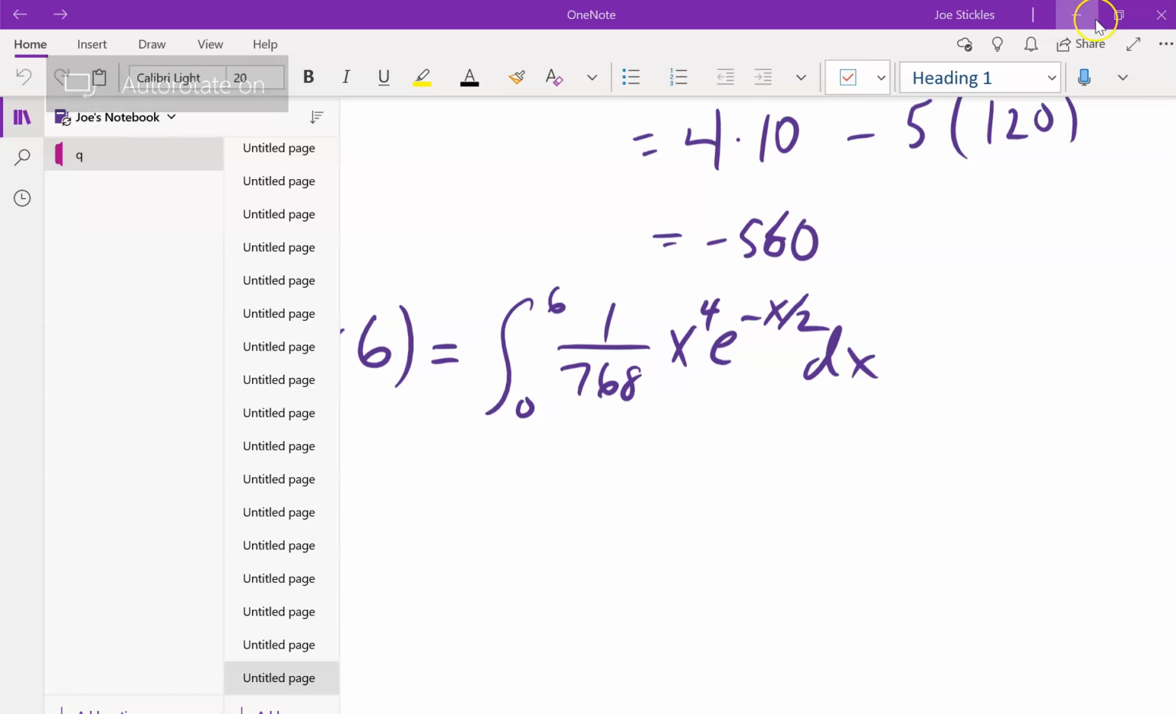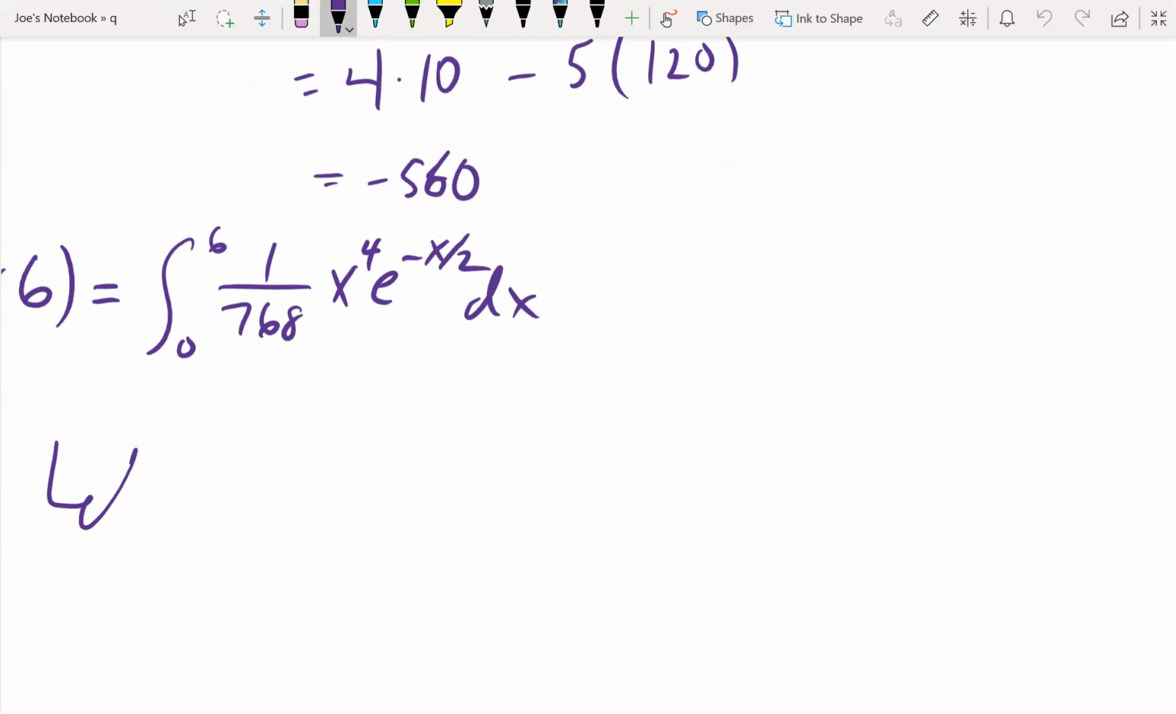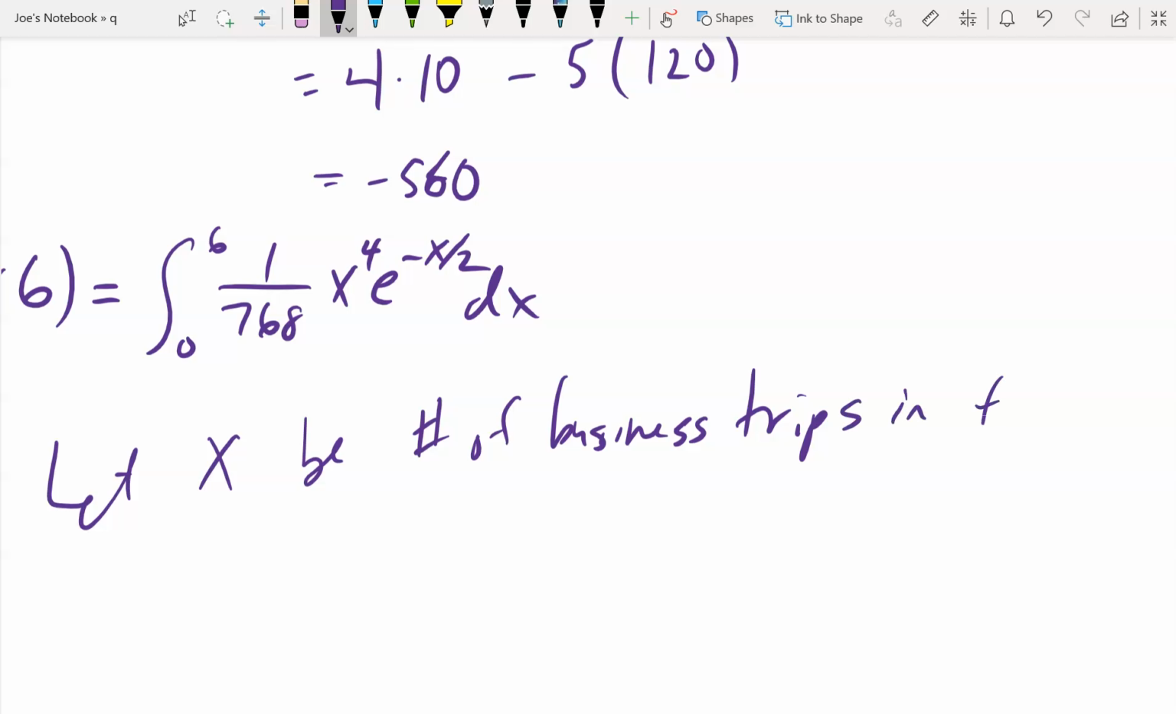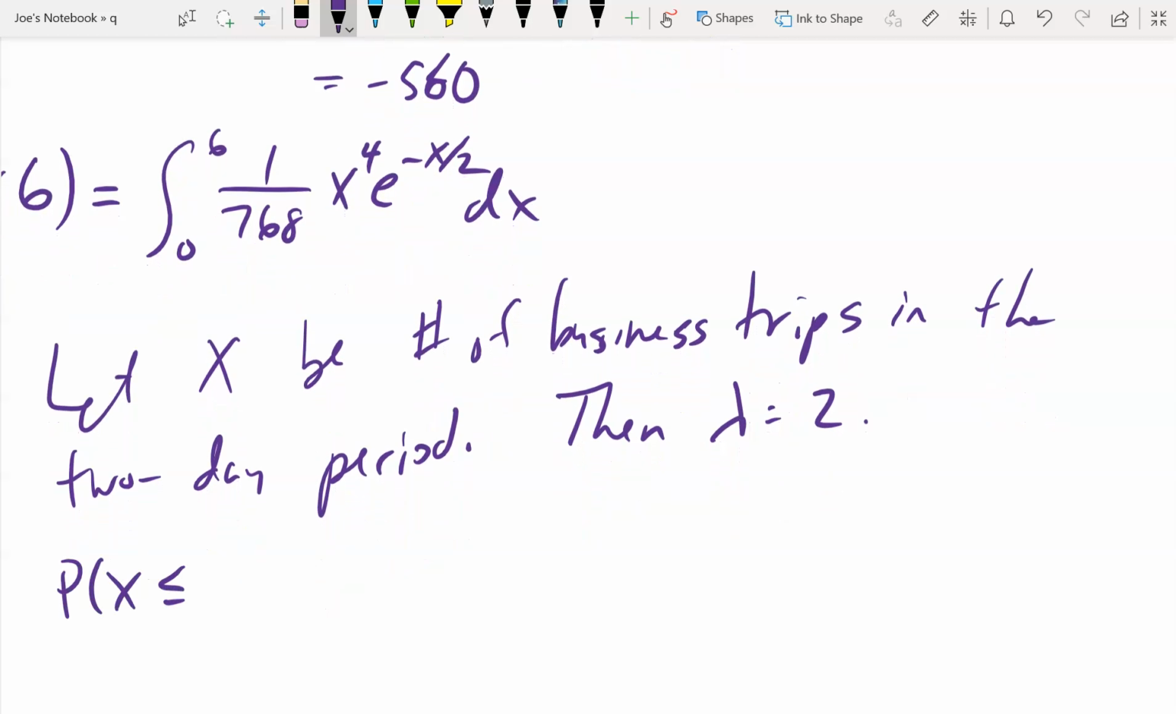So going back to this again. We're going to let X be the number of business trips, as the author called it, in the 2-day period. Then what did you say the lambda was? For 1 or 2 days? For 2 days. Two. Good. And we want the probability that X is less than or equal to 3. So with the Poisson, what's your PDF, or PMF technically, is the right word for it.